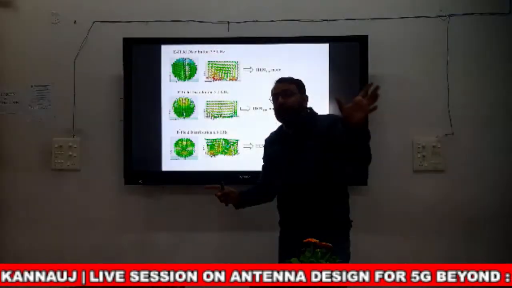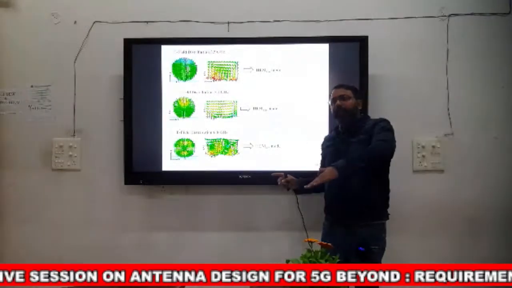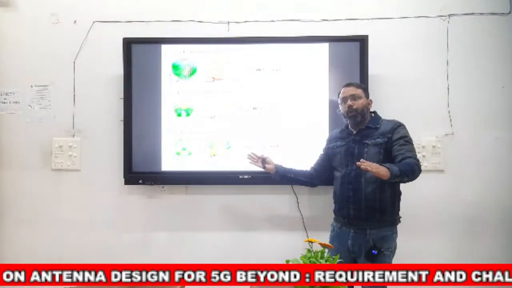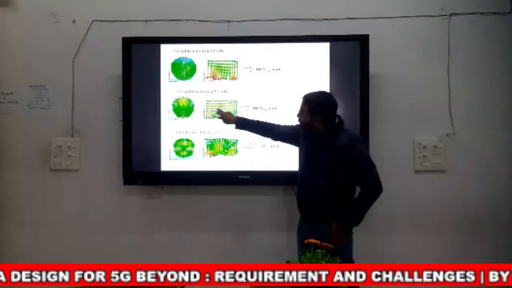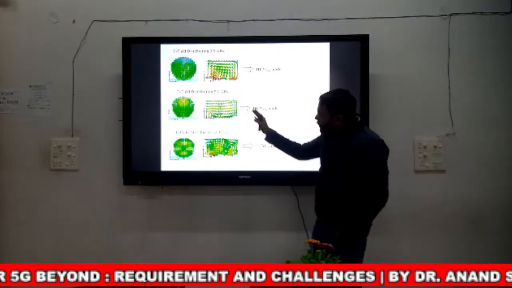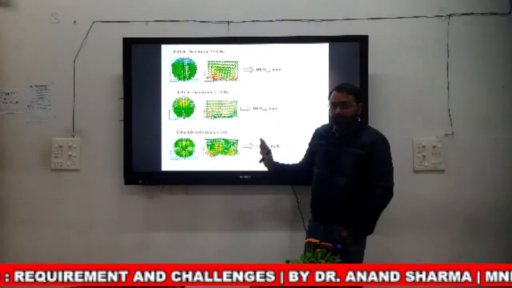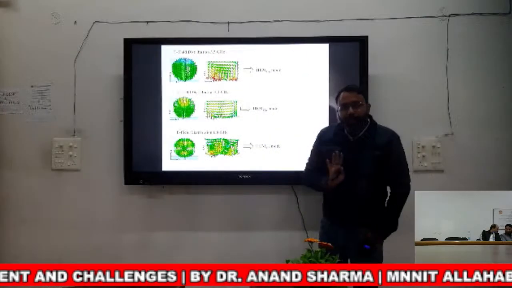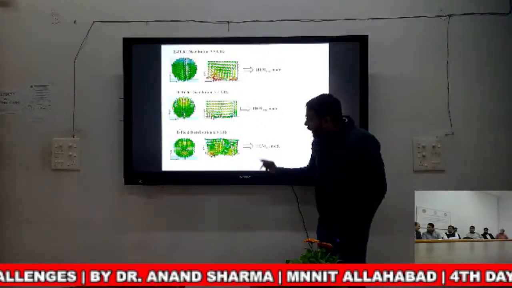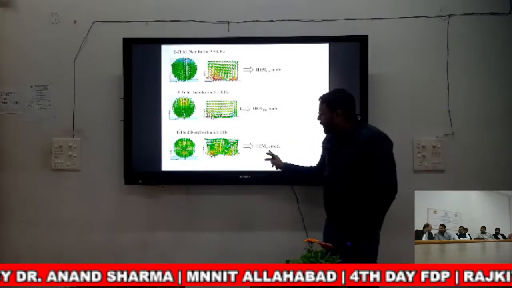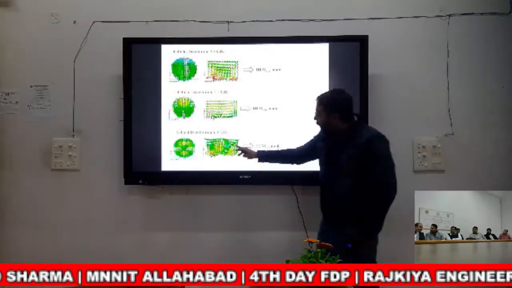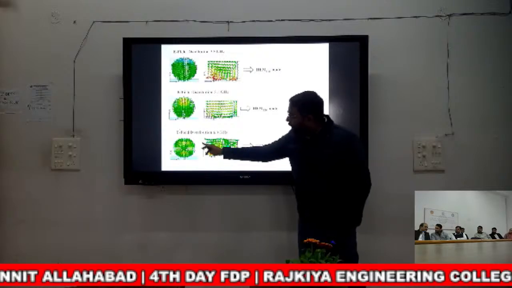EH11 delta means EZ component is suppressing, while HZ component is more dominating. Okay, that's why the electric field is minutely deviated here. That's why it is called as HEM12 delta. And the third mode is HEM21 delta. Okay, here also the variation is there.